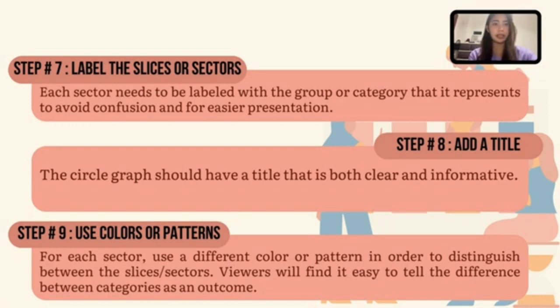Step number 8. Add a title. The graph should have a clear and informative title. Step number 9. Use colors or patterns. For each sector, use different shades of color or patterns for the viewers to distinguish each sector.